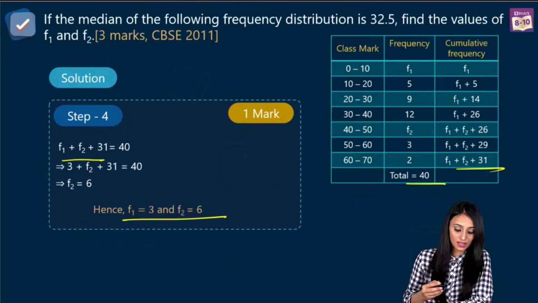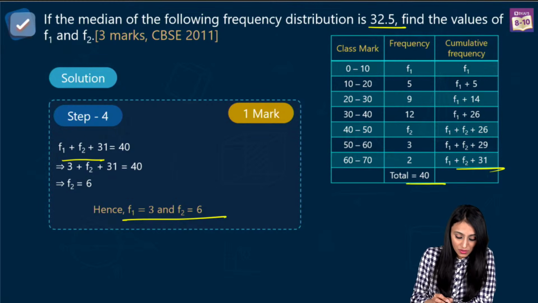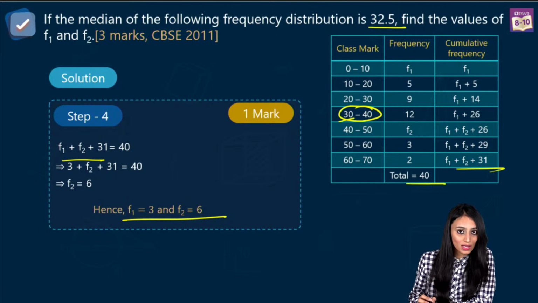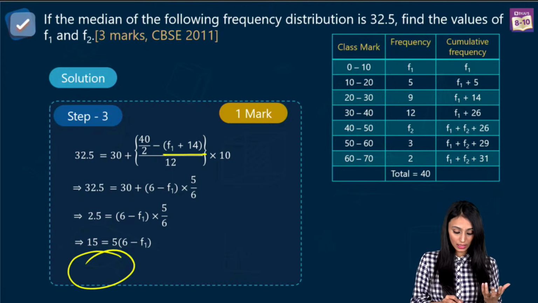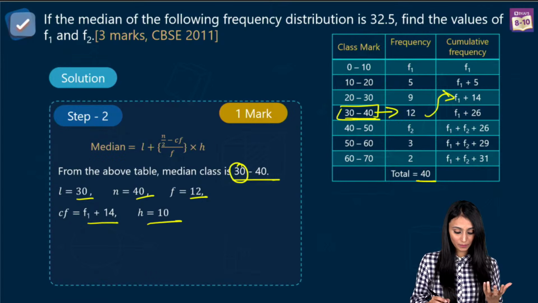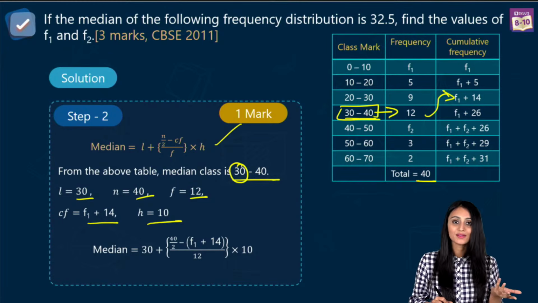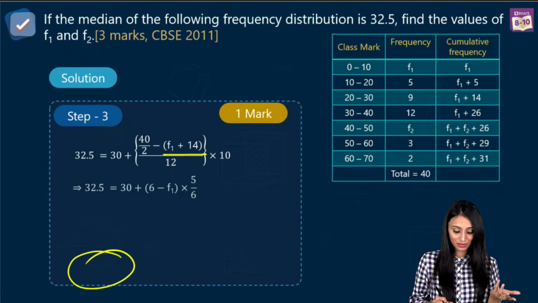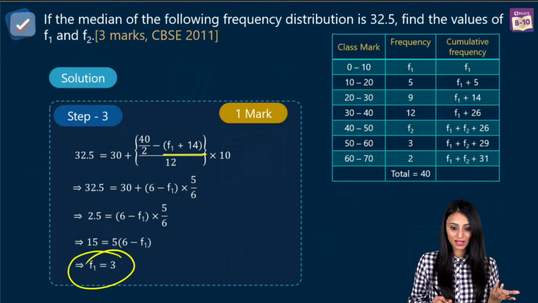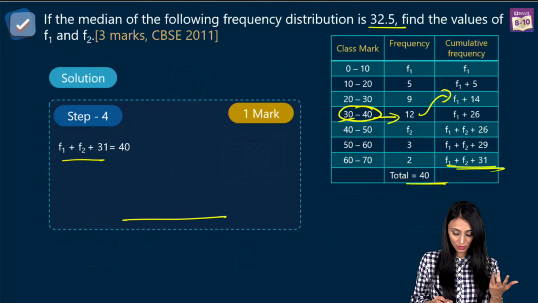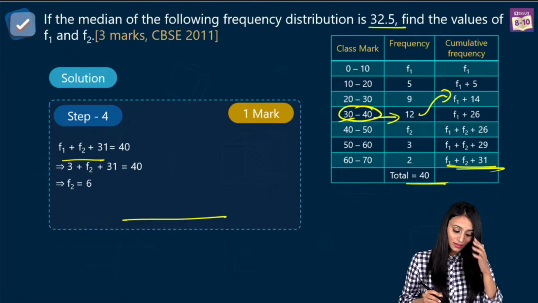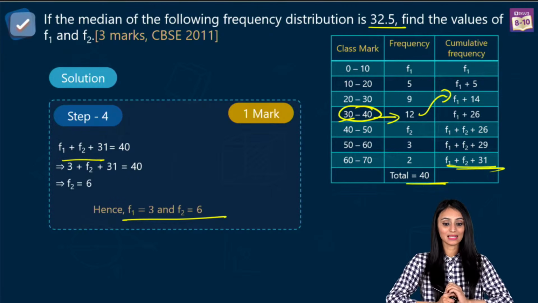All we need to do is, first of all, the median is given as 32.5, so this is the median class. 30 is the lower limit. We use the frequency of the same class, but the cumulative frequency of the previous one. I'm repeating for the ones who haven't understood. And this is your formula. Put everything in the formula, whatever values we have, and after that it's only calculation. Just do it carefully, and you arrive at the first value, F1, which is 3. Using the equation F1 plus F2 plus 31 equals 40, put F1 here and you get the value of F2 also. That's going to be 6. That's the final result.